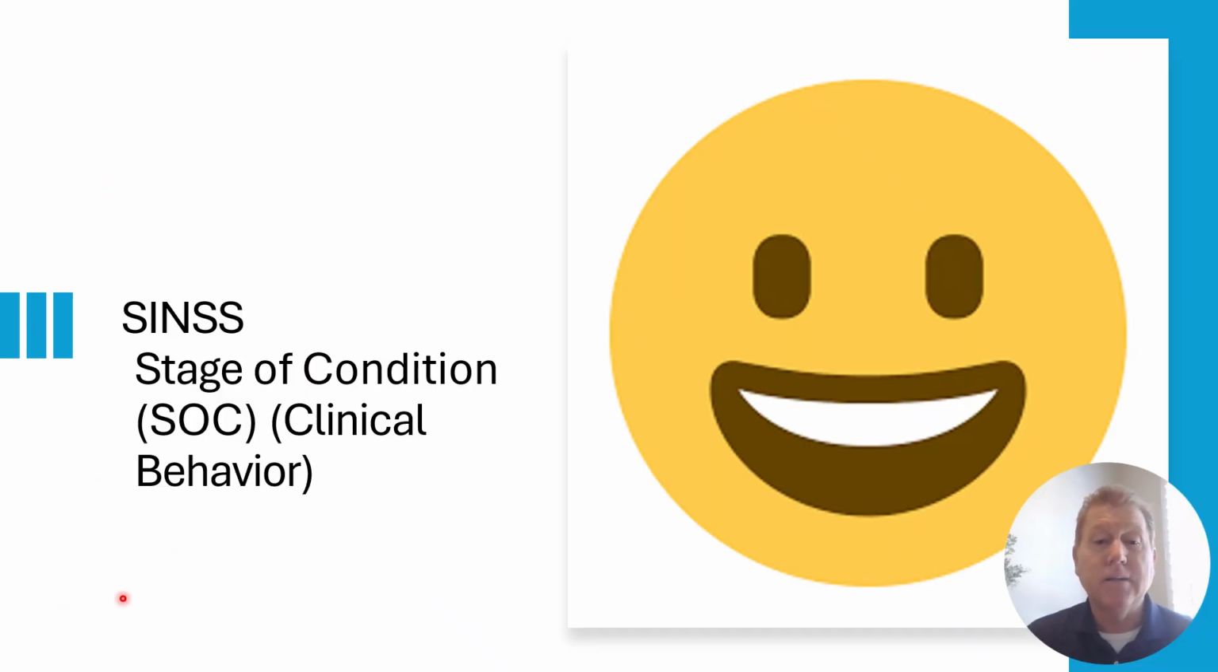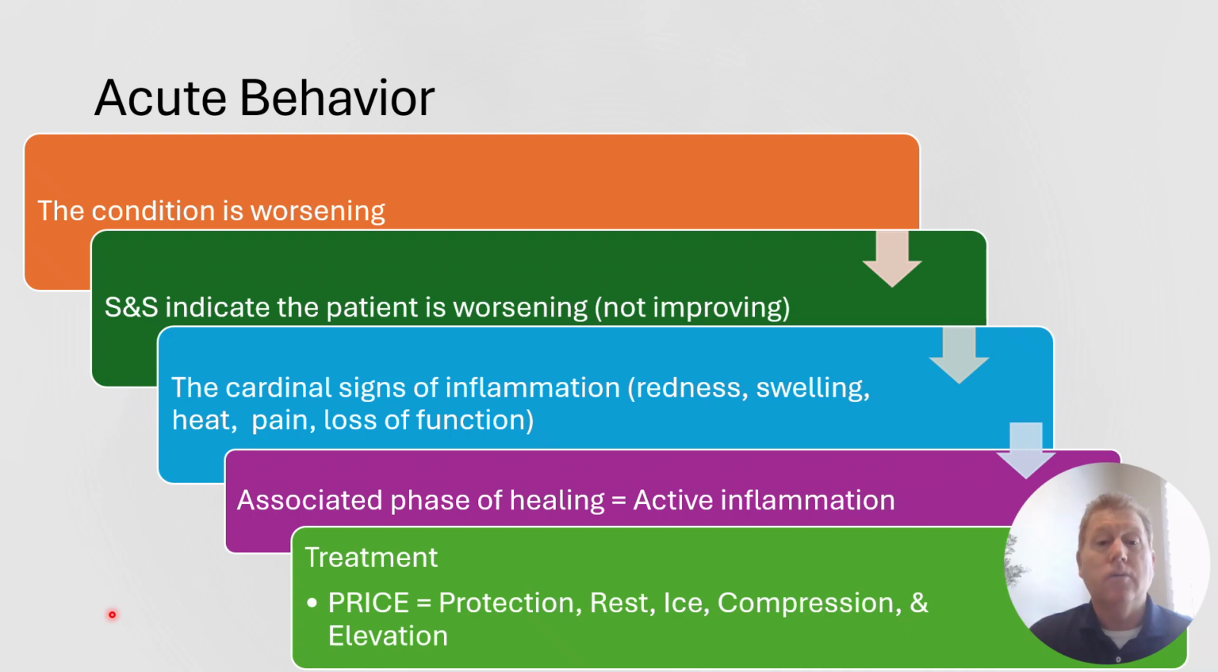Our last S is the stage of condition and or the clinical behavior. If we look at, again, acute, this would be behavior that we're discussing now. So how they present, the condition is worsening. Their signs and symptoms, they may be not improving. Cardinal signs may be present. We've got associated phase of healing. They're in this active inflammatory phase, and therefore our treatment may be to decrease those symptoms of this acute phase.